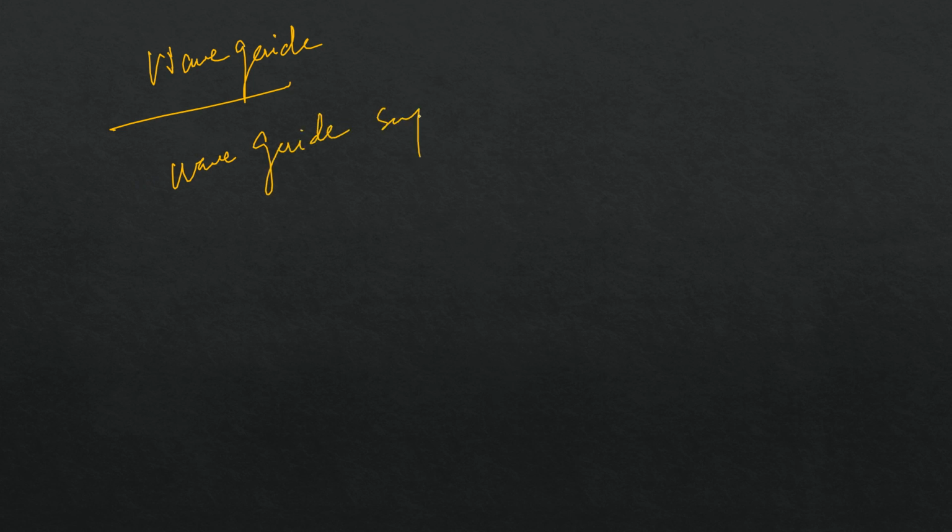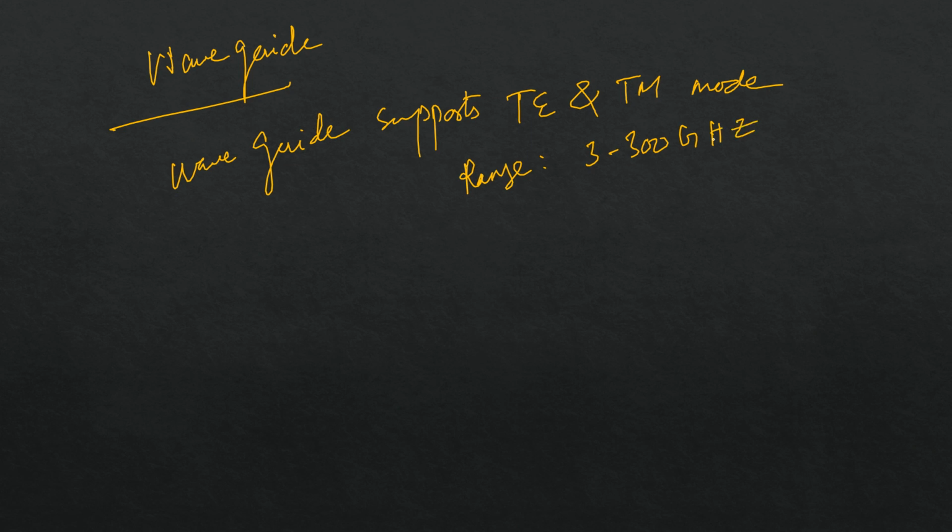Now next in this exact same topic is waveguide. Very important. So waveguide, first of all, is the equipment used to guide the electromagnetic wave for sending the signal from one region to the other. Okay. So waveguide supports both TE and TM mode. And what is the range of it? The range of it is 3 to 300 gigahertz. All right. So now first one is rectangular waveguide.